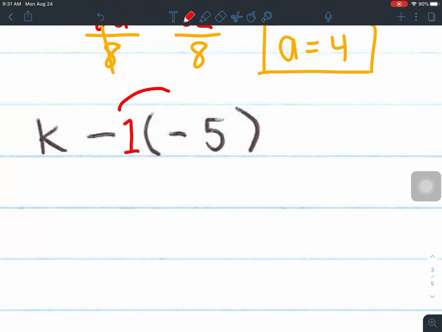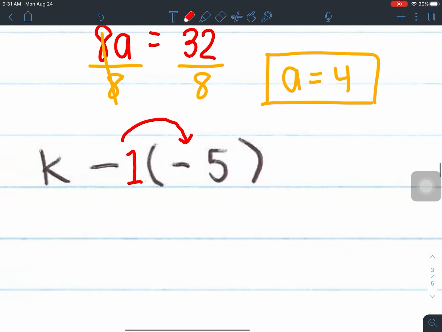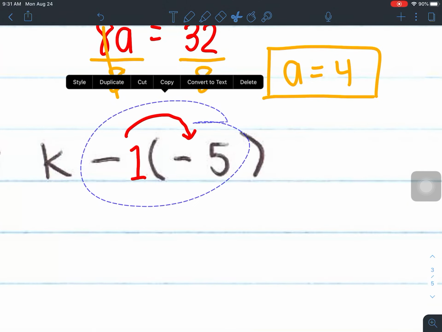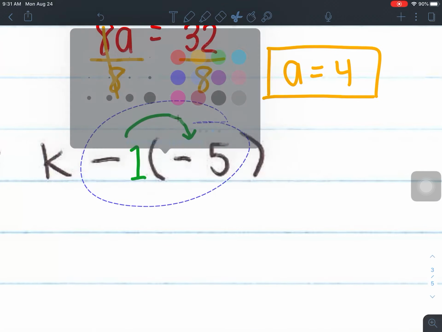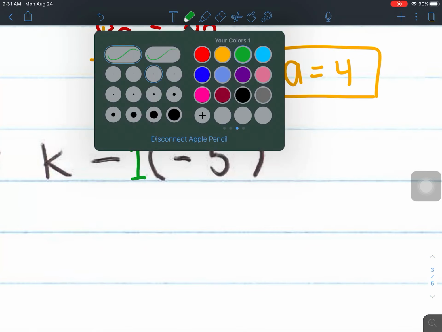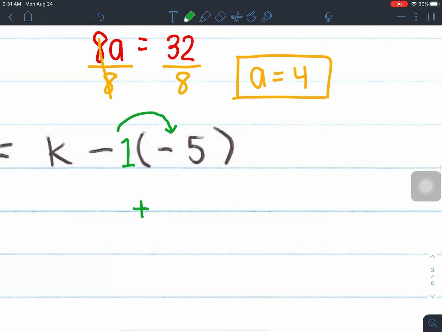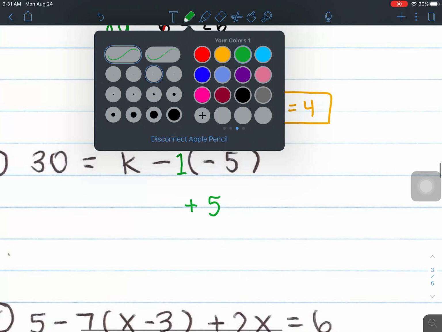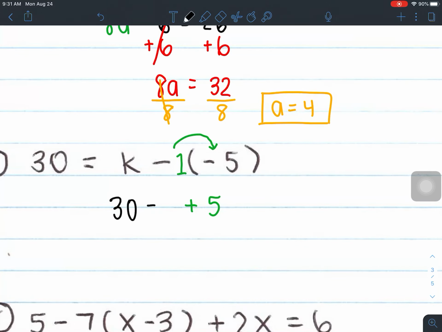Okay, so let's distribute negative 1 times negative 5. And actually, I'm going to use a different color because it looks like I used red above. So I'm going to use green. Negative 1 times negative 5 is positive 5. Okay? And then I'm going to leave everything as is. So 30 equals k plus 5.